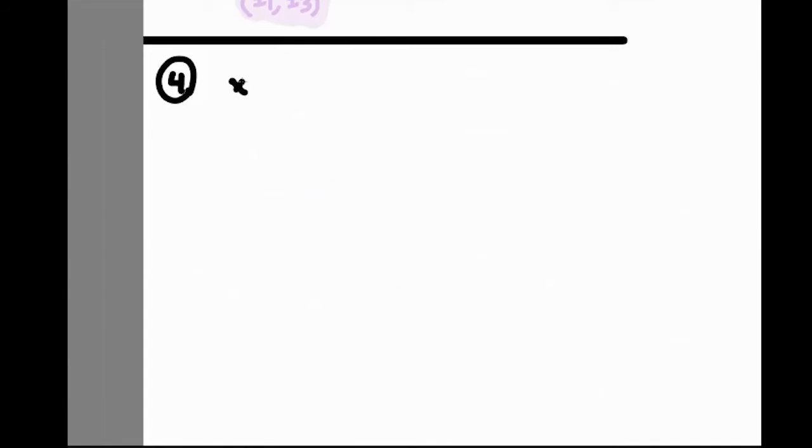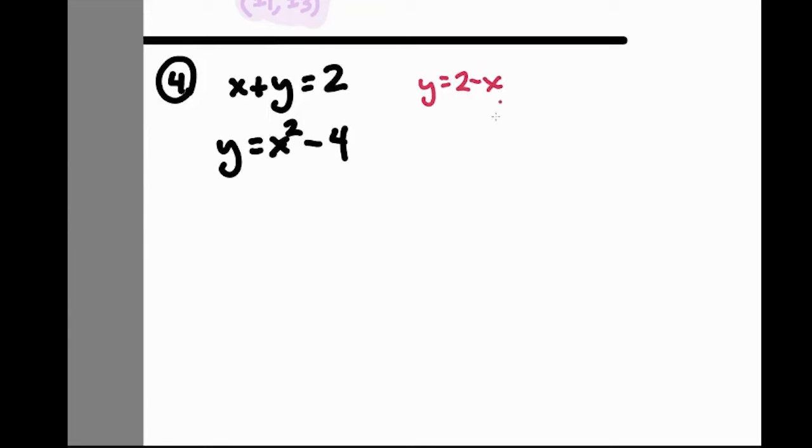Let's do x plus y equals 2, and y is equal to x squared minus 4. I'm going to solve for y here. If you graph these two and figure out where they intersect, you can also find the answer that way. You still have to show work though, but it's a good way of checking your work. So for this one, I'm going to show you how to do this on your calculator.